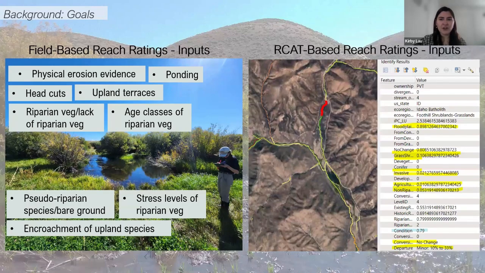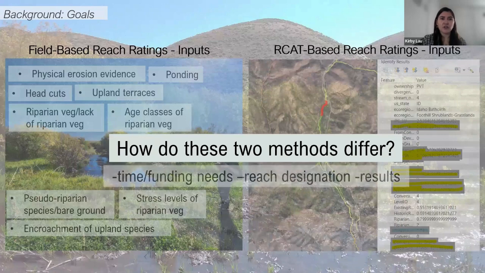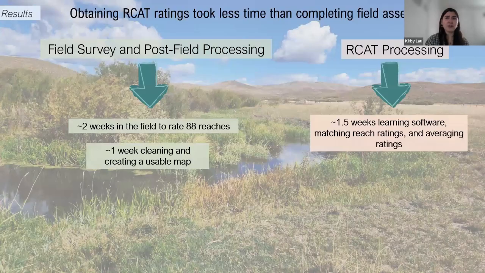But still, we wanted to know whether these approaches to rating streams varied in other ways, such as time and funding needs, reach designation, and rating output. So, in other words, we wanted to know, are these methods interchangeable and do they give us matching results? And so we compared them. First, we looked at effort, or how long each of these methods took.